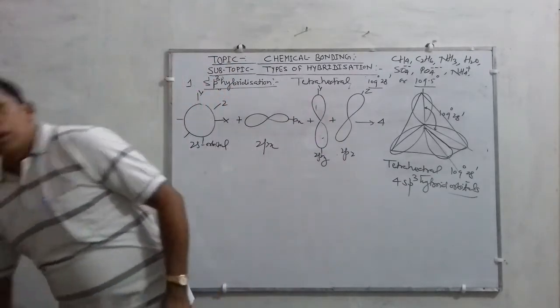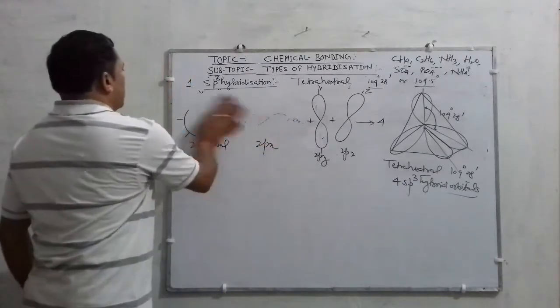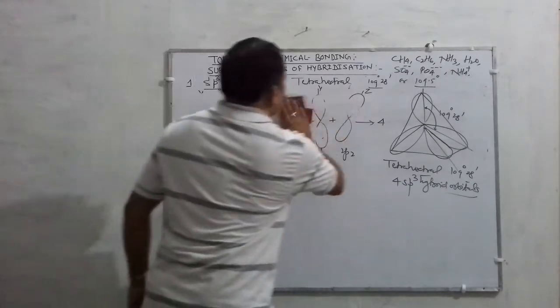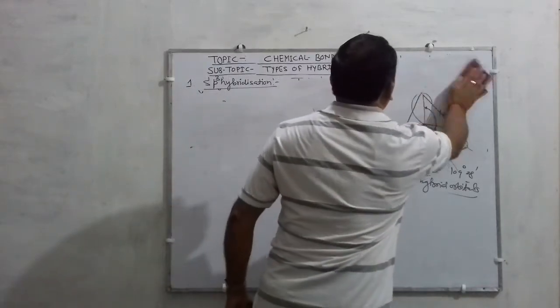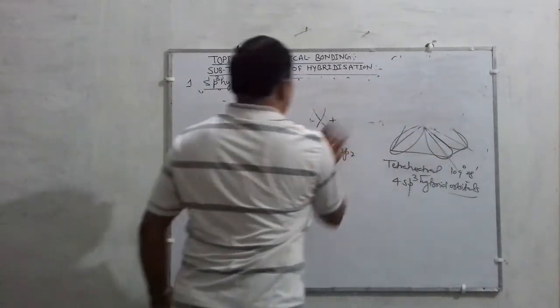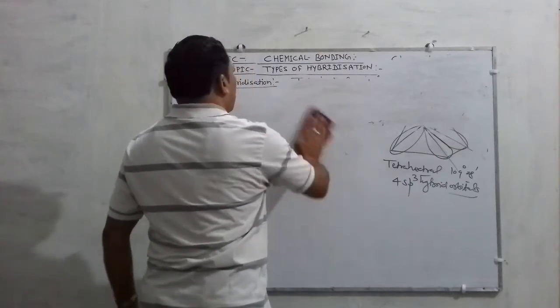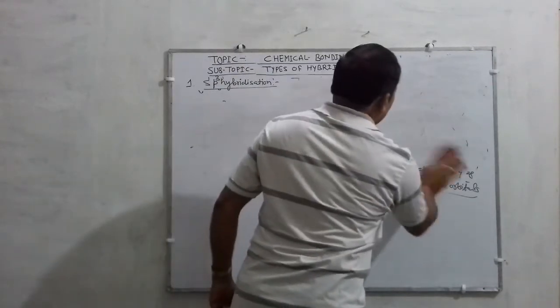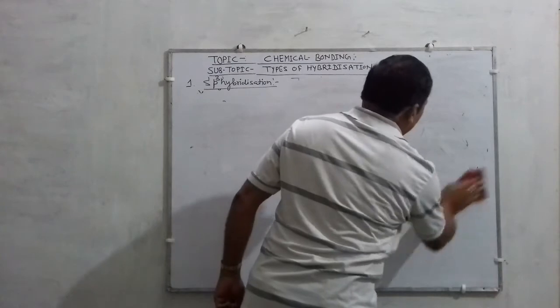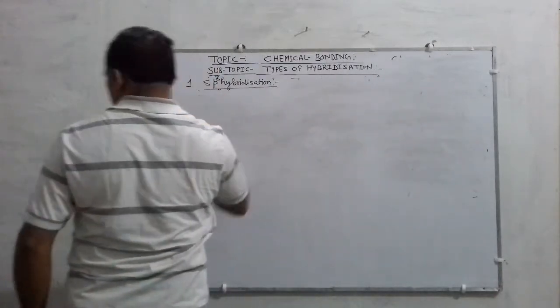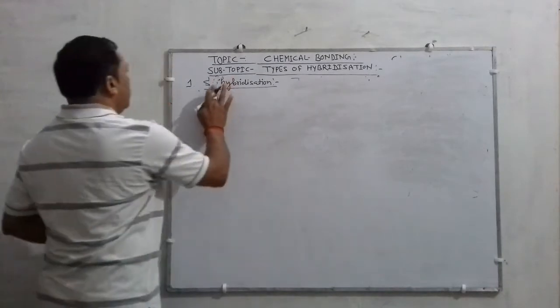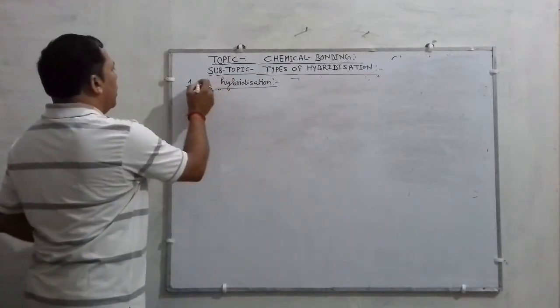Next is sp3d hybridization. These are very simple, you just have to be careful and go on the basics, then you have no trouble in knowing and representing the different types of hybridization. These are very simple and important things. The next hybridization is sp3d.